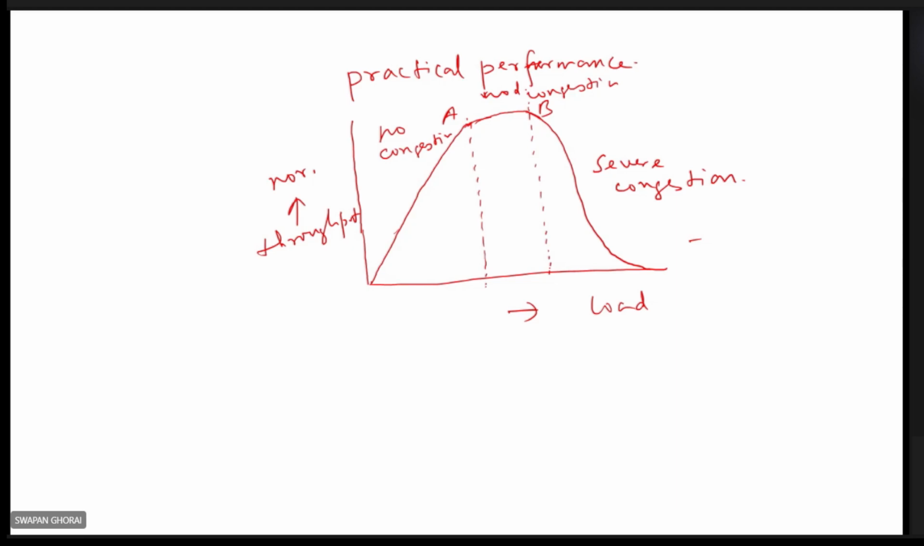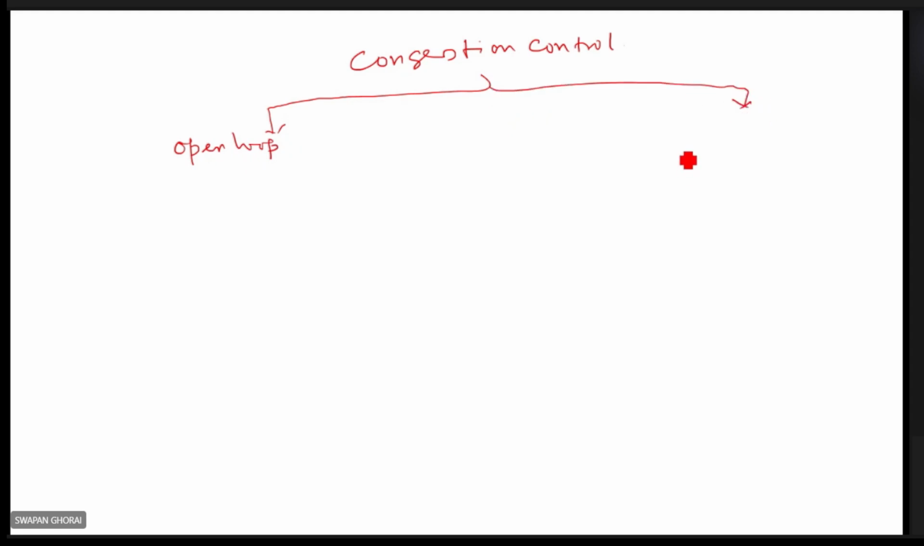Now, let us see how these conditions can be controlled. Congestion control techniques can be classified into two broad categories. One is open loop, and another is closed loop.